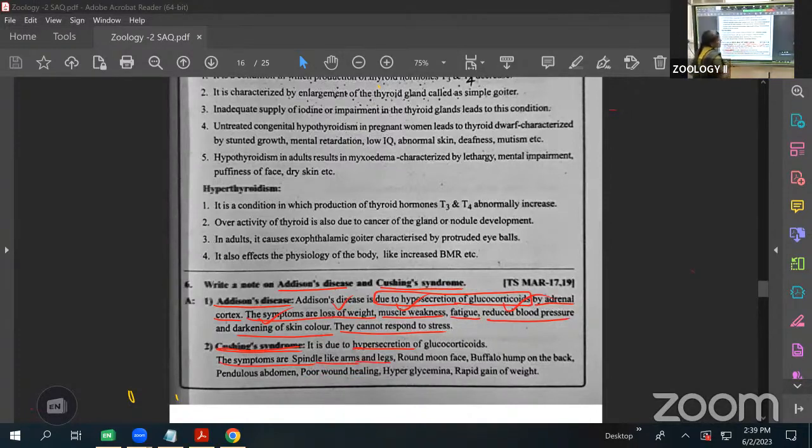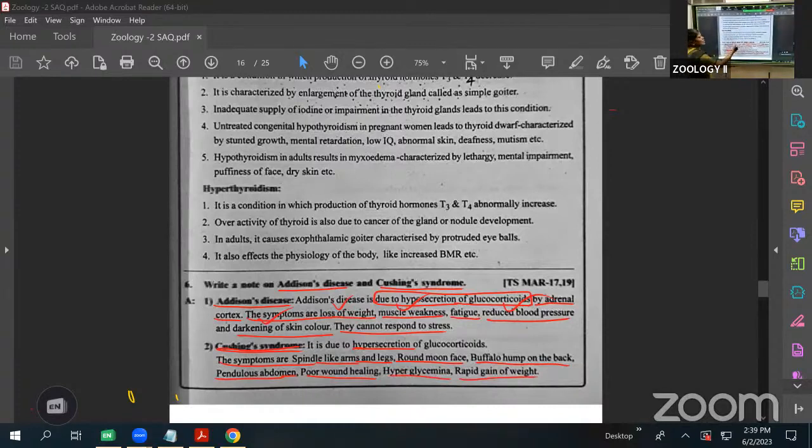We call that spindle-like arms and legs, and a round moon face occurs, and also the hump at the shoulder part becomes a buffalo hump on the back. The abdomen also protrudes forward, called a pendulous abdomen, and poor wound healing occurs, and rapid hyperglycemia occurs.